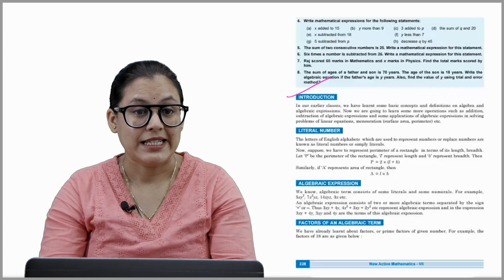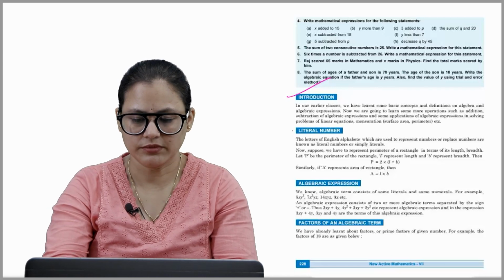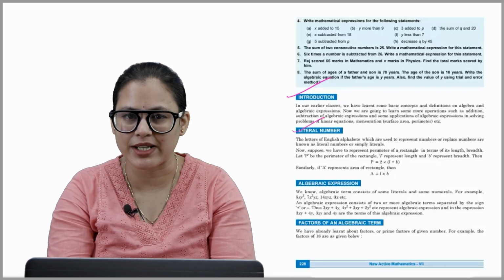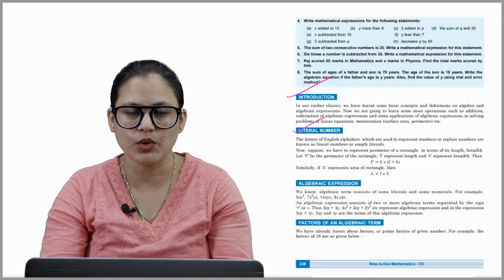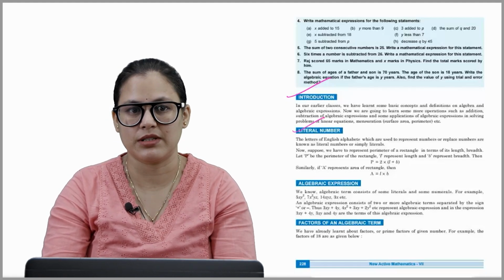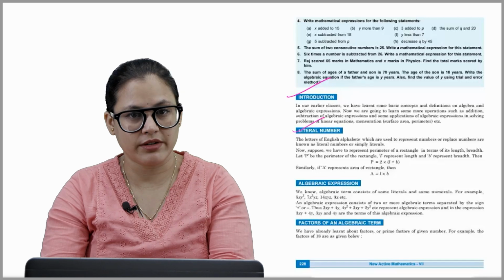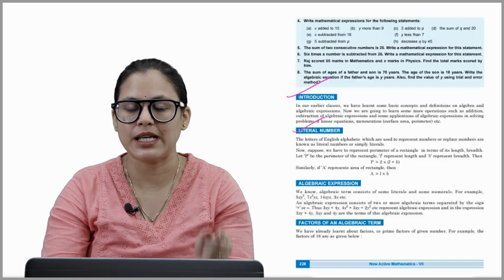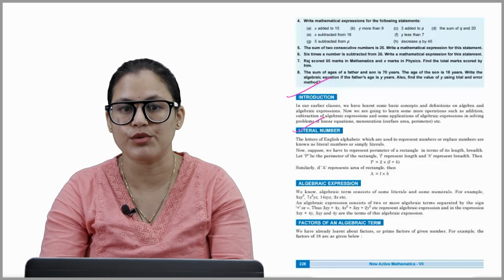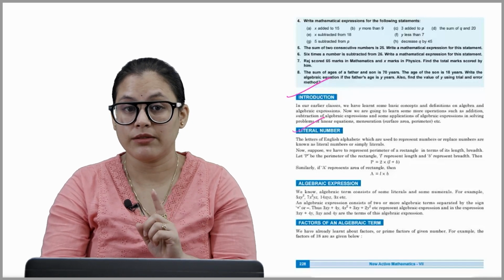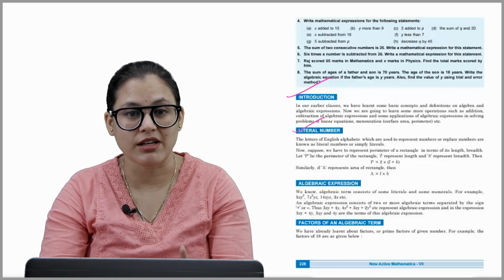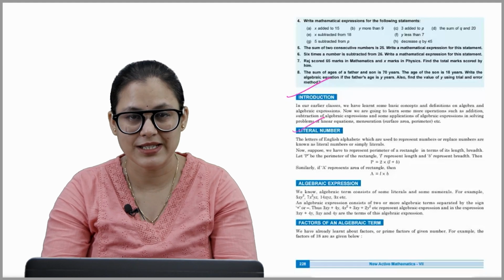Okay. Literal number. The letters of the English alphabet which are used to represent numbers or replace numbers are known as literal numbers or simply literals. Let P be the perimeter of the rectangle, L represent length and B represent breadth. Then P is equal to what? 2 into, in bracket, length plus breadth. Similarly, if A represents the area of the rectangle, then A is equal to length into breadth, right?